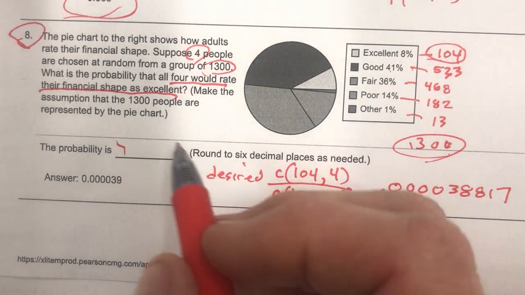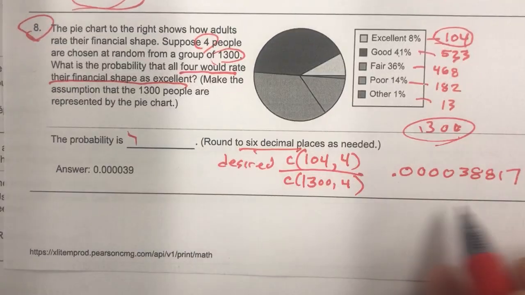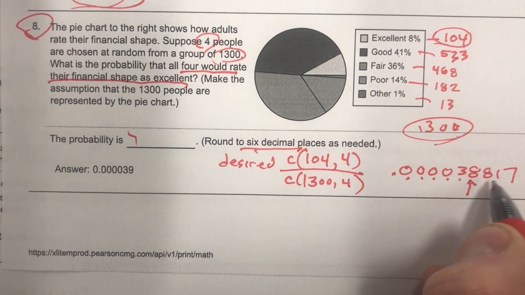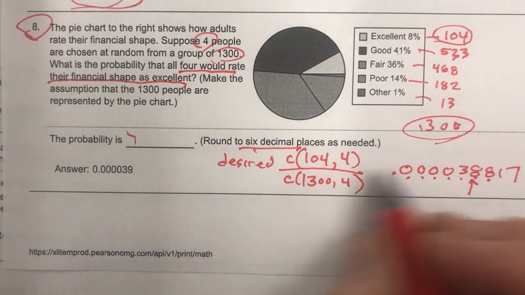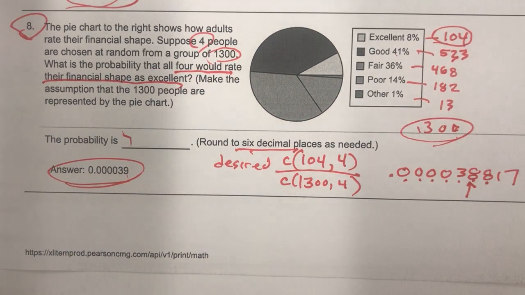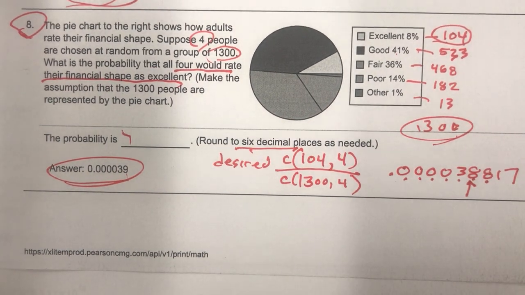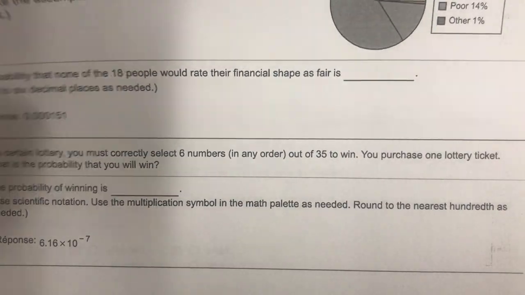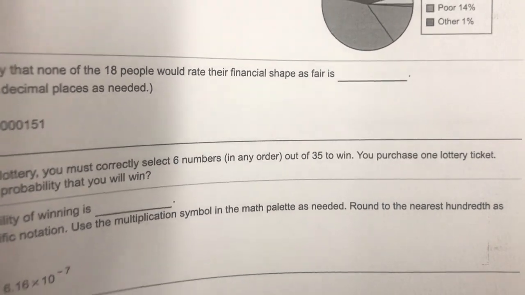Okay, now this is round to 6 places. So 1, 2, 3, 4, 5, 6 right there. This 8 makes that 8 go up to a 9, which would be this right here. Okay. All right, just a couple more here is all we got. I think we got 3 more.